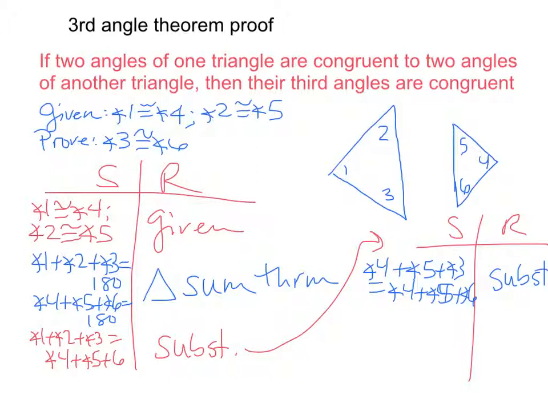And it works because wherever I saw 1, I put in a 4. Wherever I saw a 2, I put in a 5. Okay? Now I can subtract the same thing from both sides and get 3 is congruent to 6. And that is subtraction. Okay?